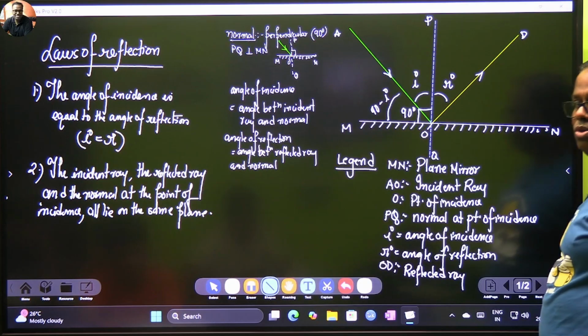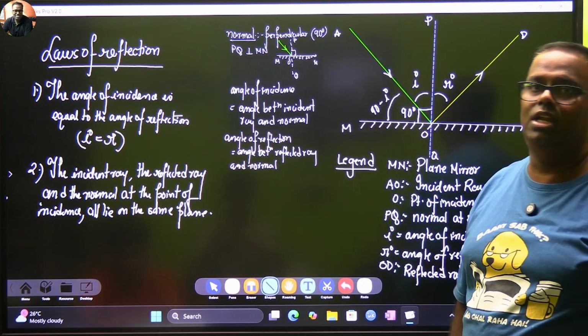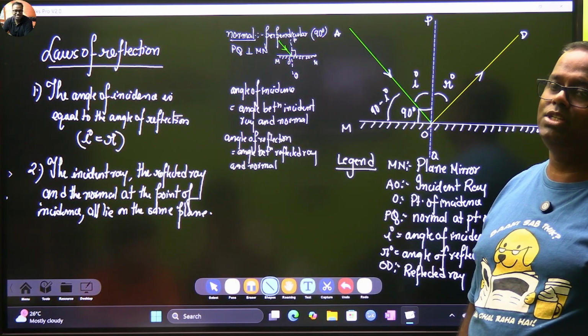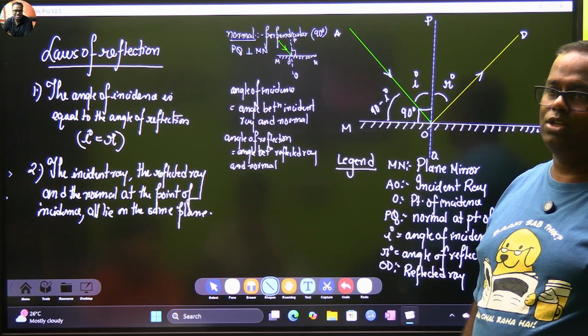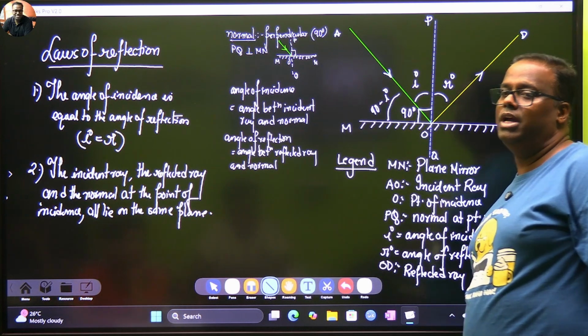If you have understood, very good. You can write these 2 statements, and this is a sure shot question in any of your examinations. What do you understand by reflection, or define reflection and state the laws of reflection, or state the laws of reflection and draw a neat labelled diagram and explain them.